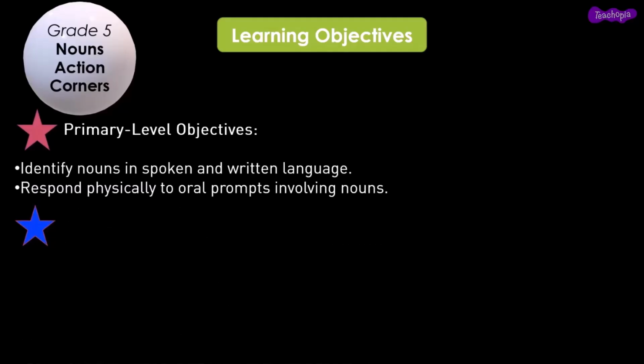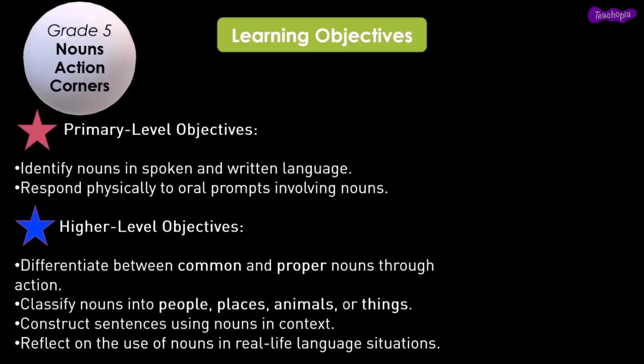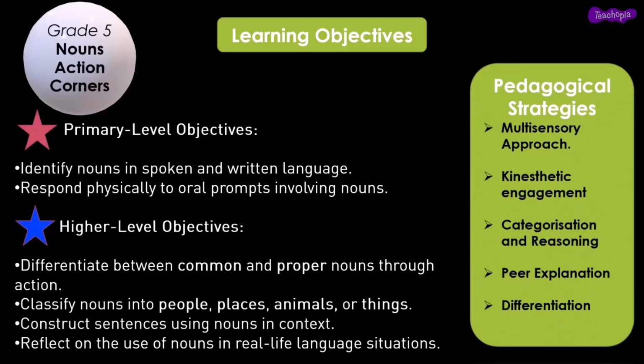Moving on to the grade 5 activity, noun action corners. Here are the learning objectives. At the primary level, we expect the learners to identify nouns in spoken and written language and respond physically to oral prompts involving nouns. At the higher level, we expect the learners to differentiate between common and proper nouns through action, classify nouns into people, places, animals, and things, construct sentences using nouns in context, and reflect on the use of nouns in real-life language situations.